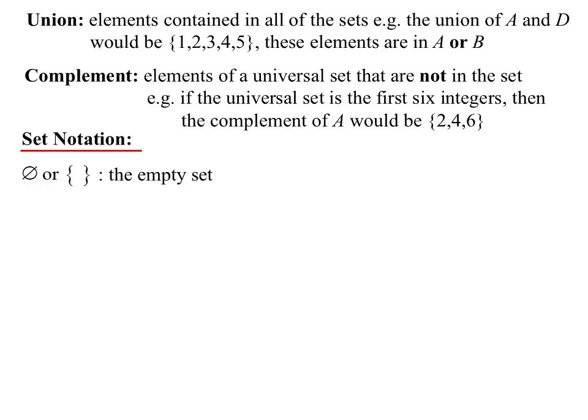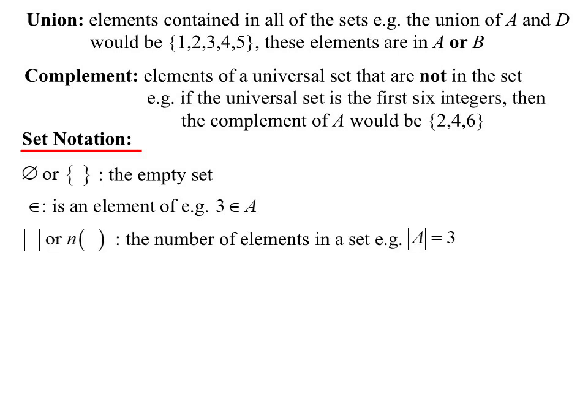Notation then. How we represent the empty set, it could simply be braces with nothing in it, or this symbol, the 0 with the slash through it. That also represents the empty set. Well, looks like an E, is an element of. So 3 is an element of the set A. The absolute value signs, another way of saying magnitude, so basically it's the size of the set. Or we might write N and then list the set inside the parentheses, with the number of things in there.